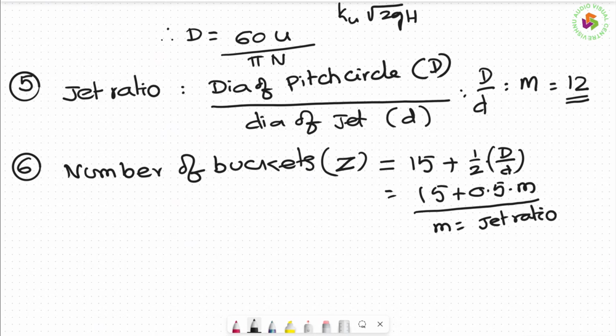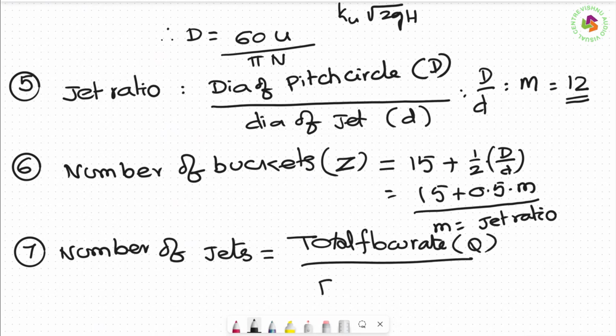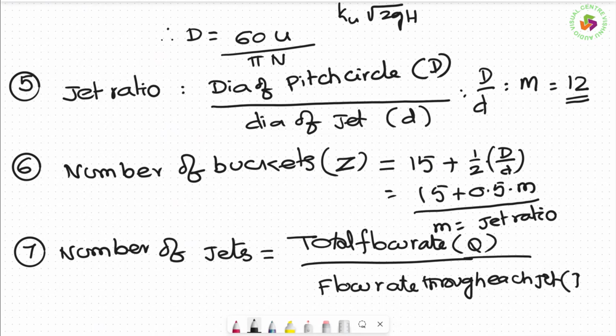Then the last point, number of jets. Nothing to worry; if you solve one or two problems, all will come to you. This is the total flow rate, capital Q, divided by the flow rate through each jet. Flow rate is nothing but discharge. Flow rate through each jet is small q. So these are the 6 points.